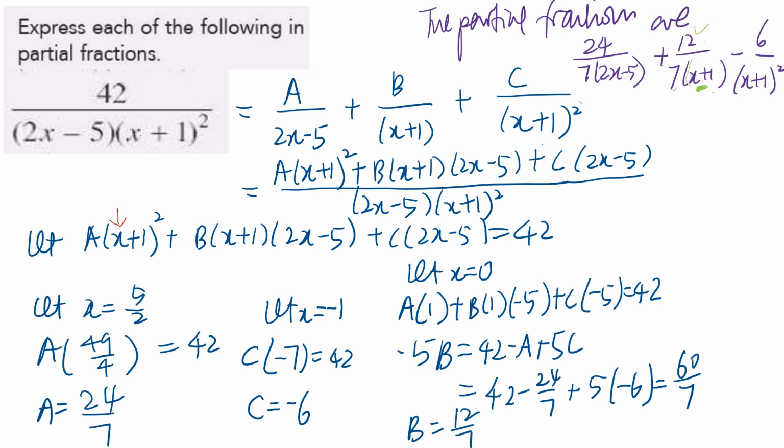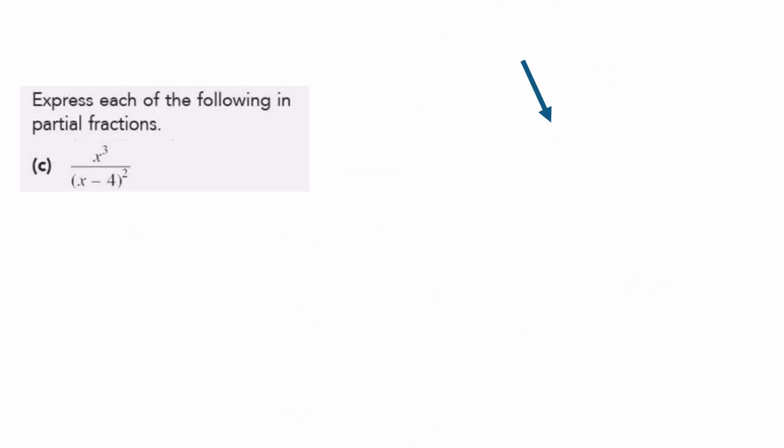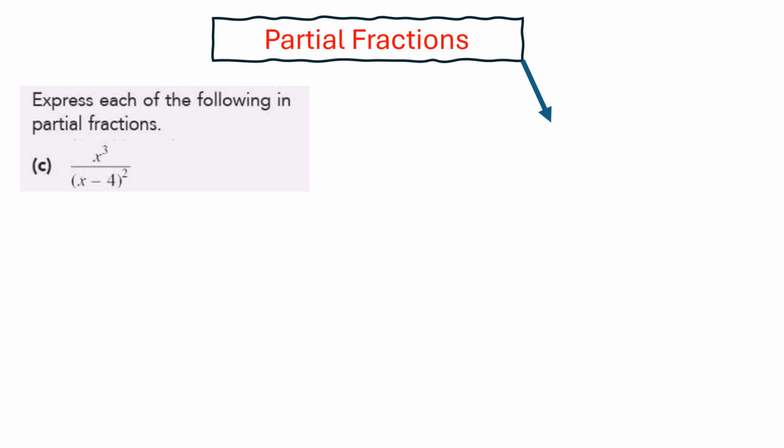And the value of c is -6. So this is your partial fractions for this question. Right, so in this question, you will see that what we are dealing with is an improper fraction. How do you know what we are dealing with is an improper fraction?